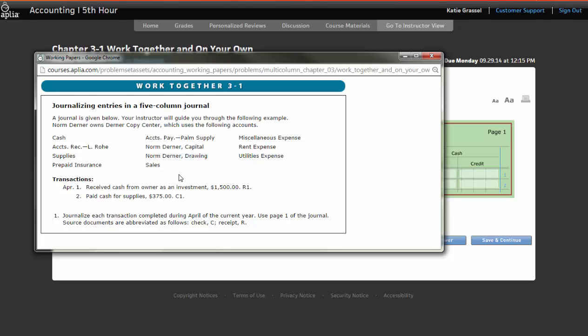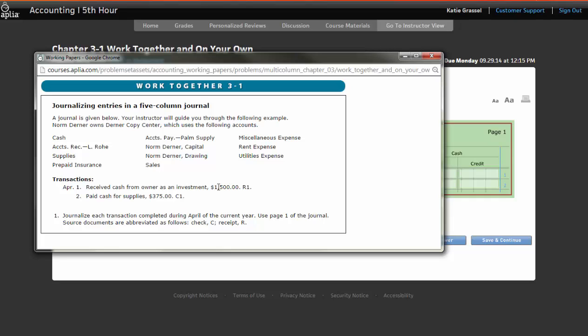The first thing that we have to ask ourselves is going to be what 2 accounts are being affected. Jillian, can you give me 1 account? Cash is 1. Okay, Marcus, can you give me another one? We don't have an account called investment. You have to pick one of these words. Close. Capital, because drawing is always going to be used when we take assets out of the business, but in this case, we're putting money in. So we have cash and we have Norm Dermer Capital.